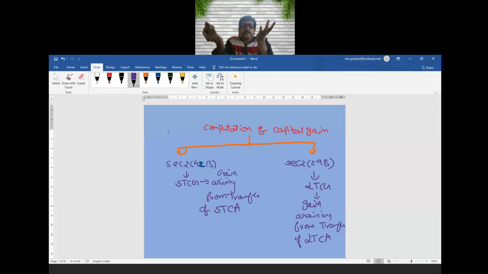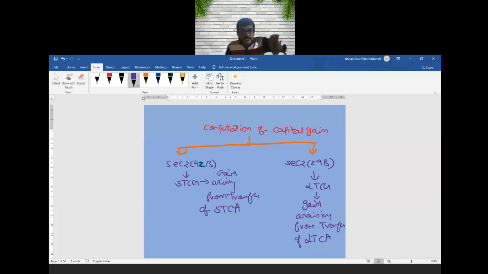In other cases, if the financial asset is held for a period of 12 months or more, it is a long term capital asset. If land and building is held for 24 months or more, long term capital asset. Likewise any other asset held for 36 months or more becomes a long term capital asset. If I sell such a long term capital asset and get a gain, as per section 2 subsection 29b, that gain is called long term capital gain. This is the basic part. Section 2 subsection 42 and 29b do not tell you how we calculate. They just give you what is short term capital gain and what is long term capital gain.